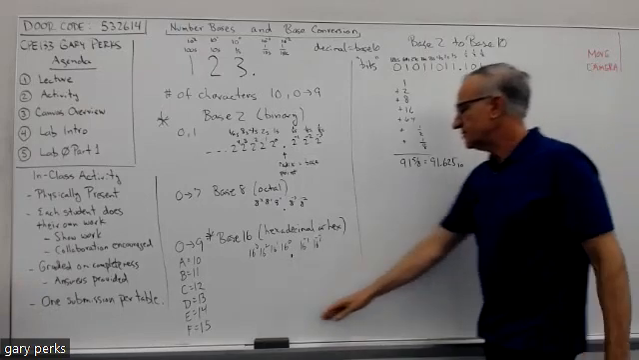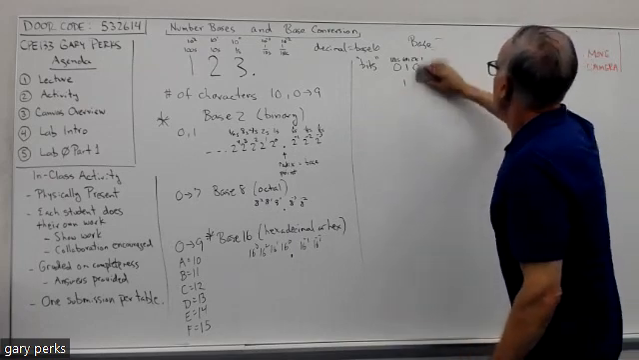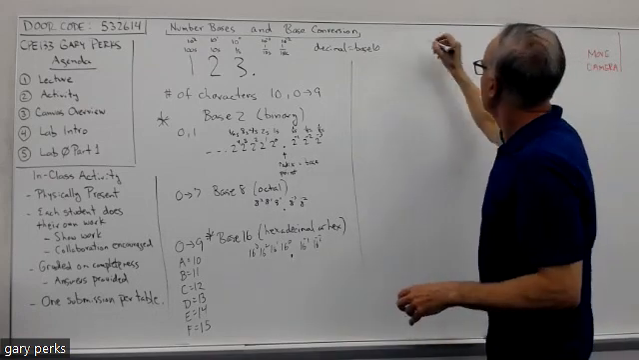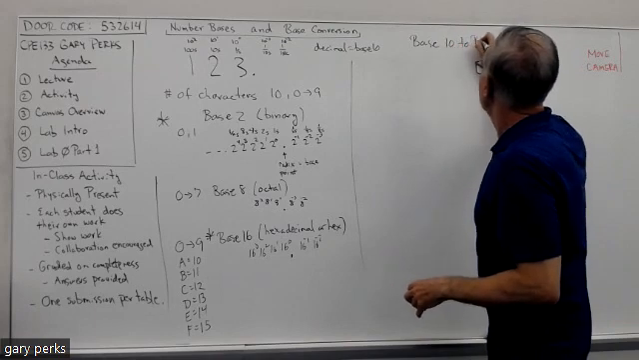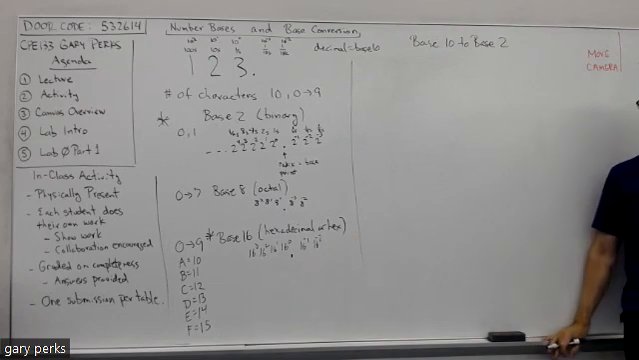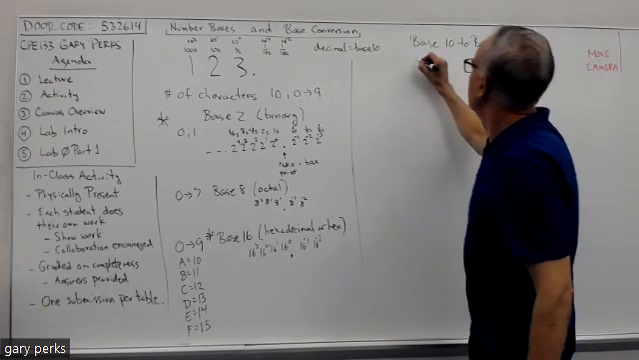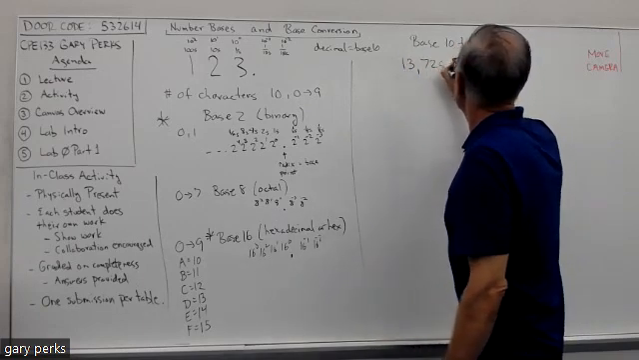Okay, let's go the other way. Let's go from base 10 to base 2. All right, so give me a base 10 number. Don't give me something real crazy. Give me something like in the tens of thousands. 13,725. 13,700 and what? 25. Okay, good.